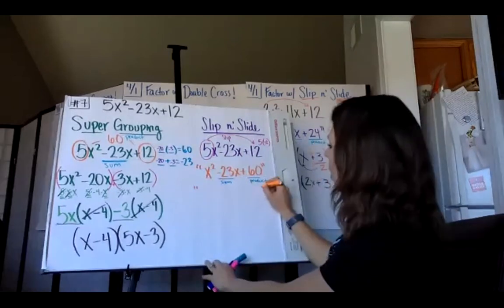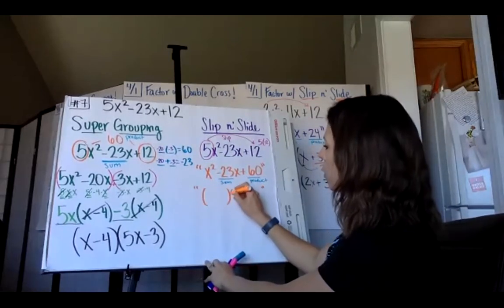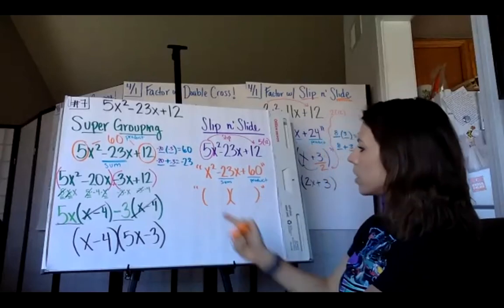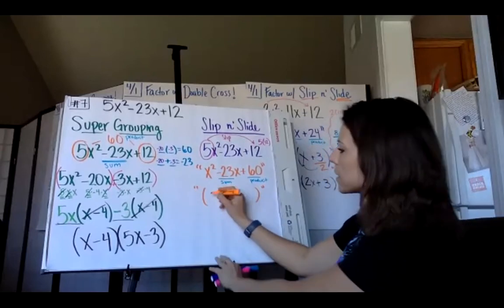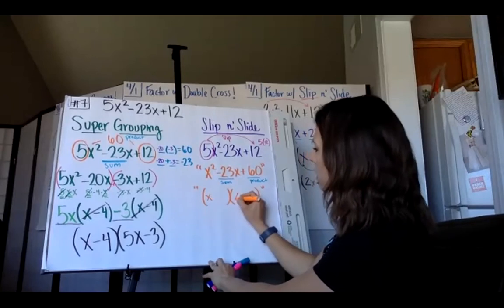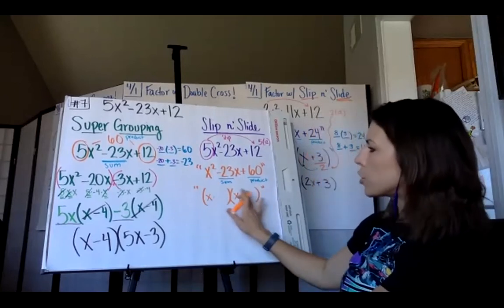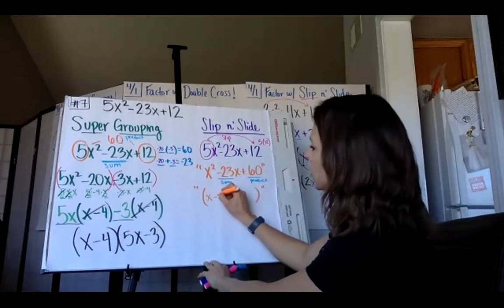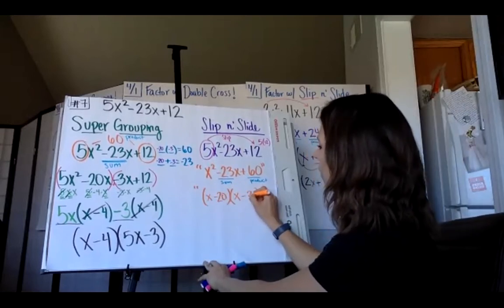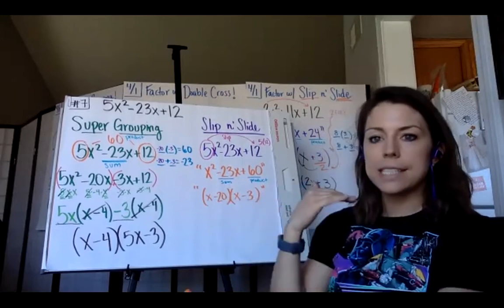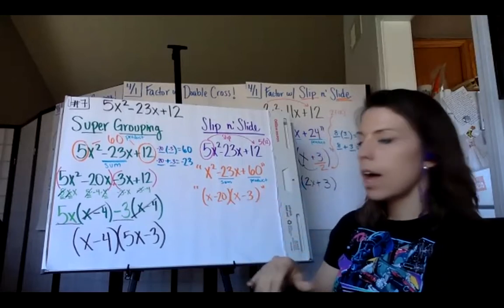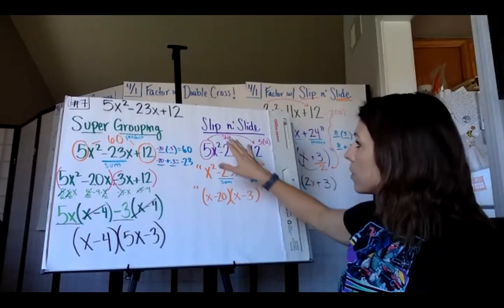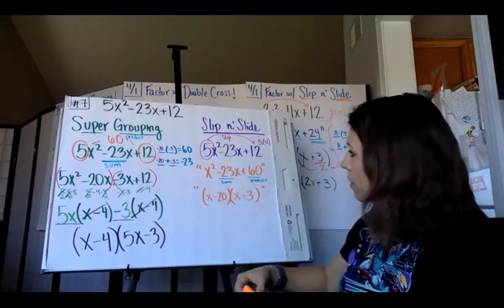We know our answer is going to be a product of two binomials like this. What times what is x squared? That's going to be x times x. And then what were our two numbers that multiply to 60 and add to negative 23? Those numbers were negative 20 and negative 3. Now, this is not the answer. That was just when we flipped to get the final answer.